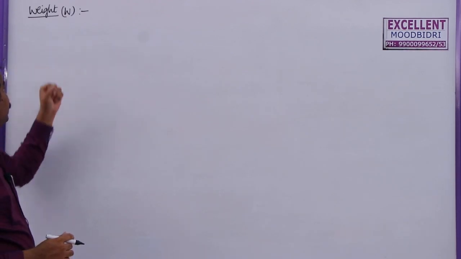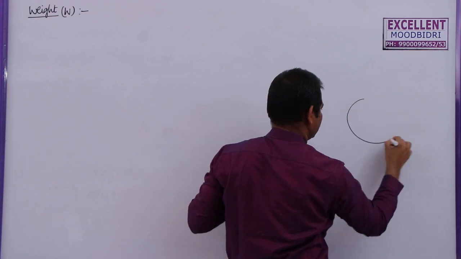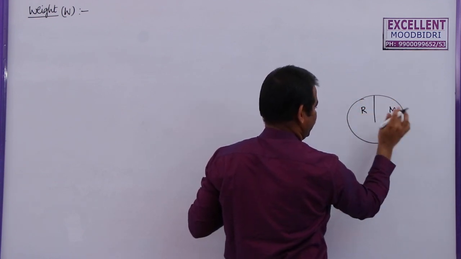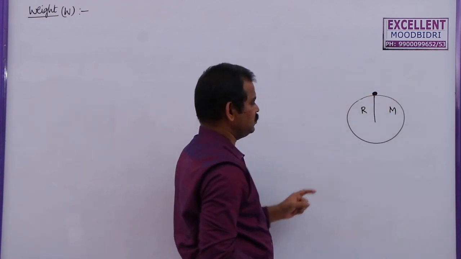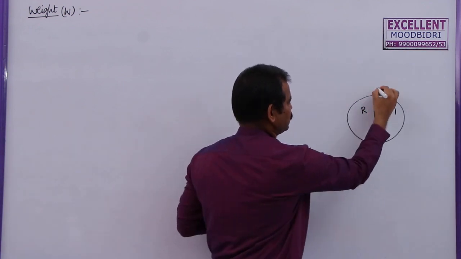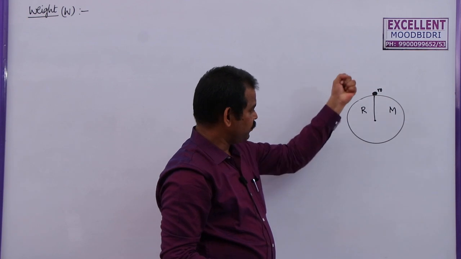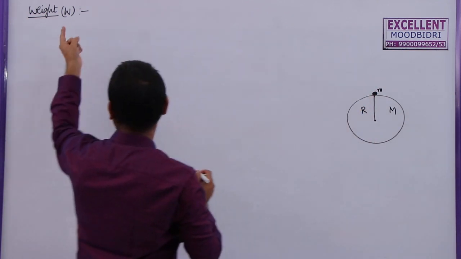Next one, weight W. What is this weight? If you take our earth of mass M and radius R, and if you keep any body of mass small m, there exists a force of attraction between this body and the earth. The force with which the earth attracts this body towards its center is called the weight of that body.